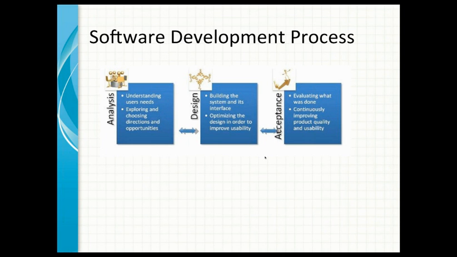There's a software development process that companies just aren't aware of, and it consists of analysis, design, and acceptance. As far as analysis goes, you have to understand the overall user's needs. You also have to explore and choose directions and opportunities that make sense to meet those needs. Then you have to design. You have to build the system and its interface. You have to optimize the design in order to improve usability. And finally, acceptance. You have to evaluate what you did. And you have to continuously improve the product quality and usability.